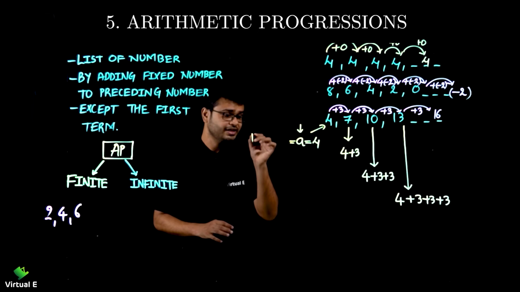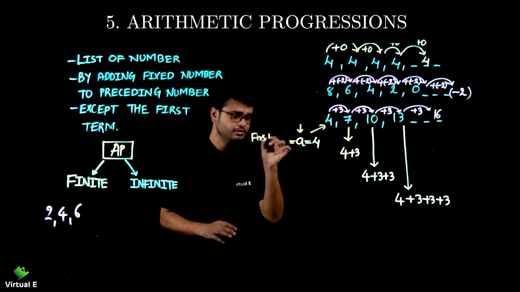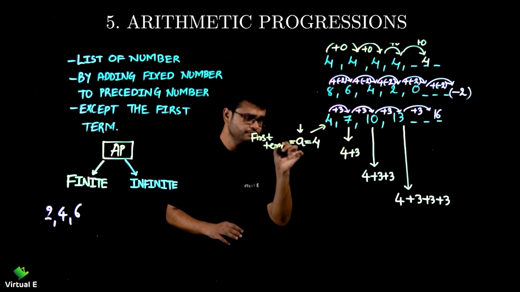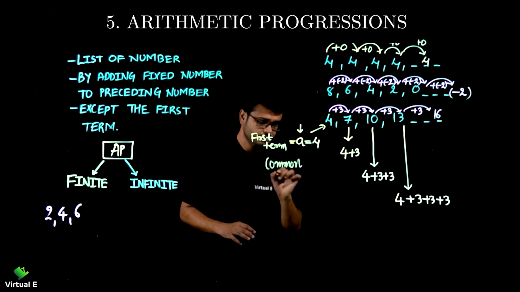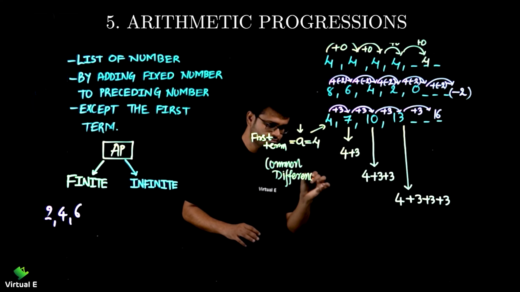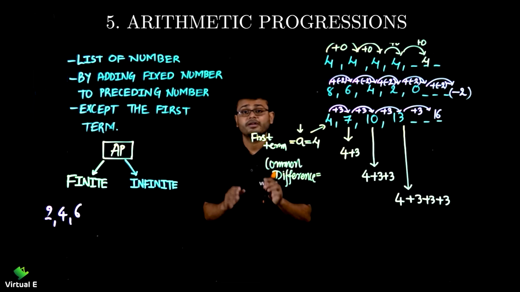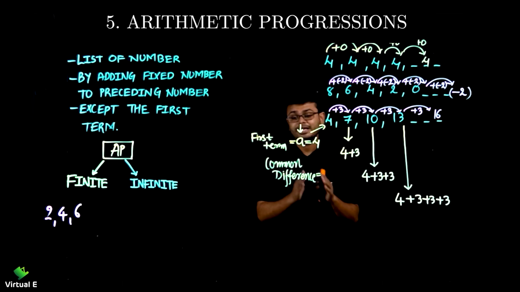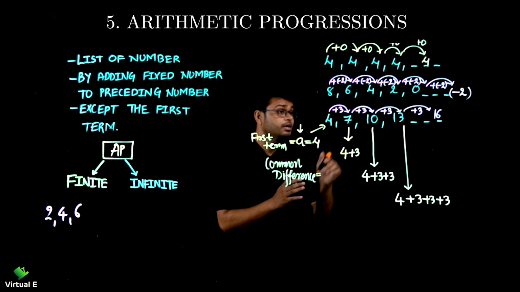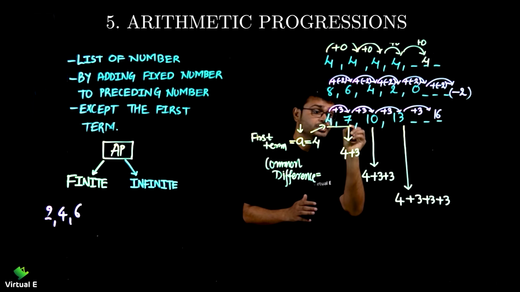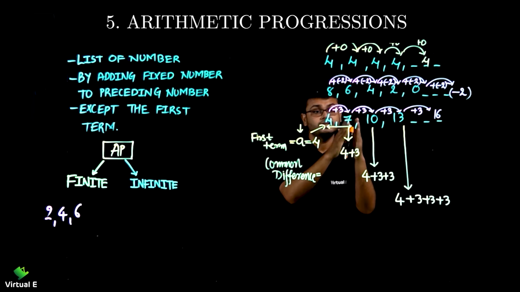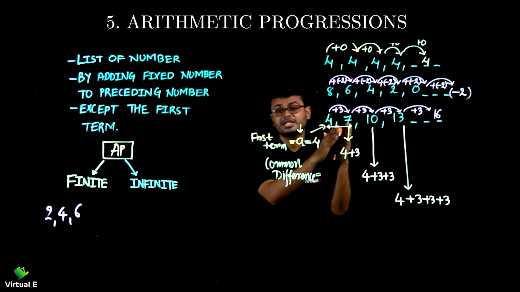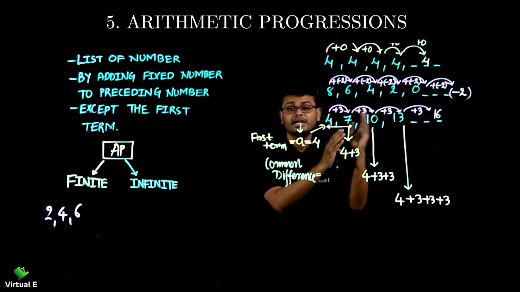First of all, let's write the first term, then the common difference. Whatever is the fixed number, how do we get that common difference? Very simple. Take any 2 consecutive numbers and subtract the 7 and 4. 7 and 4 you need to subtract from the right side.